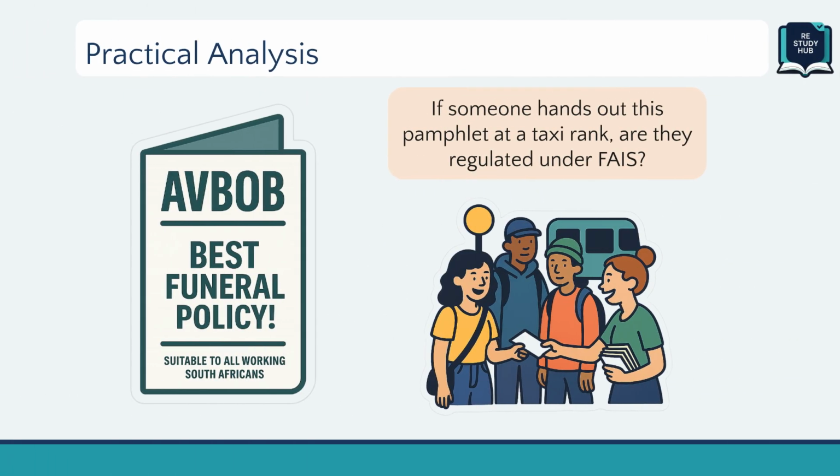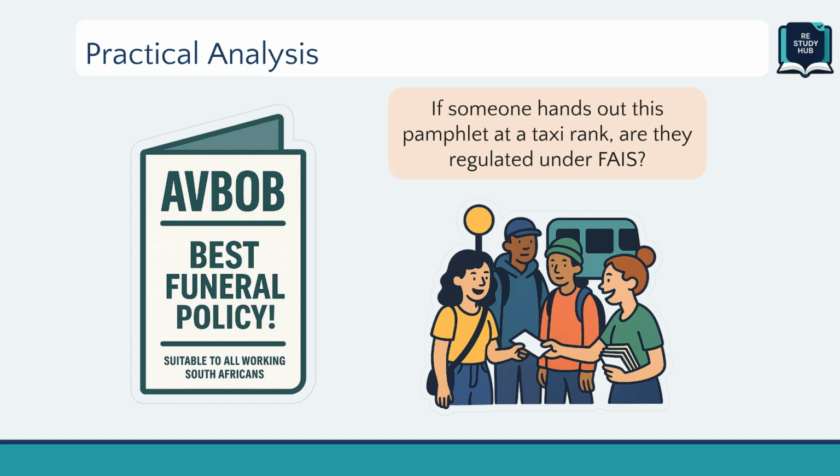Now let's look at a practical example. Imagine someone is handing out a pamphlet at a taxi rank. The pamphlet comes from AVBOB and states, "Best Funeral Policy, suitable for all working South Africans." The question is, does that person fall under the FAIS Act? In other words, does that person need to be authorized as a representative?